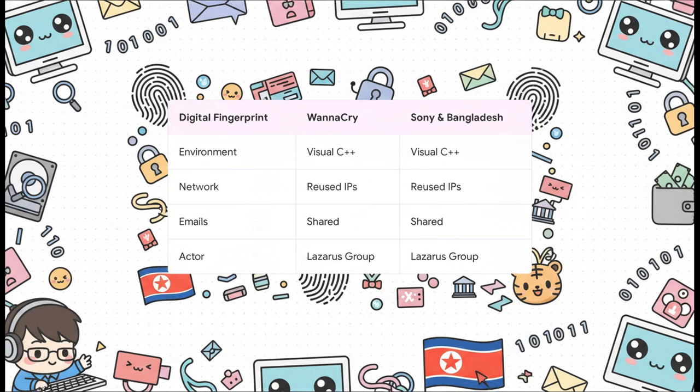Investigators quickly realized the WannaCry attack was oddly sloppy. It actually barely made any money, and its payment tracking system was totally broken. Honestly, it felt like an unfinished, accidentally released testing version. By analyzing the digital fingerprints left behind, they found striking similarities to the 2014 Sony hack and the 2015 Bangladesh heist. I mean, they used the same Visual C++ development environment. They reused the exact same IP addresses. They even shared the same network of fake email accounts. This sheer sloppiness allowed investigators to trace the entire attack directly back to North Korea's military hacking unit, the Lazarus Group, and eventually pinpoint the exact programmer we met at the very beginning of our story, Park Jin Hyok.